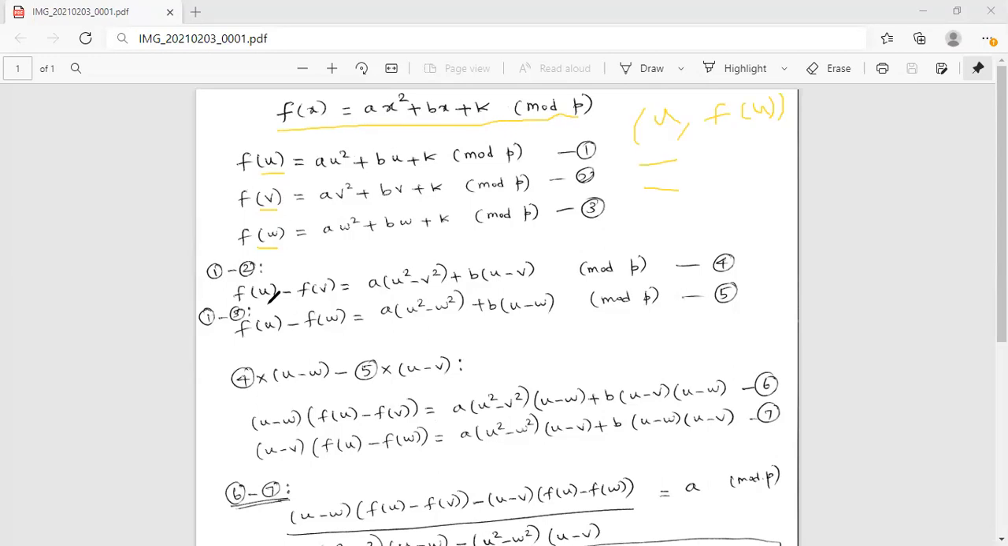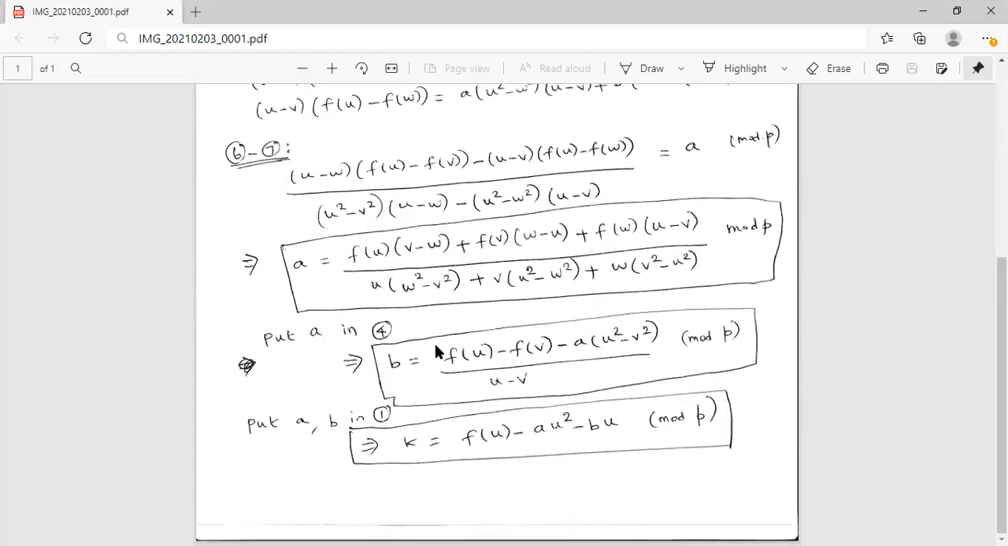Take the first 2 equations and subtract, and take the first equation and third equation and subtract. So you get 2 new equations. Now if you want to get rid of b, you have to multiply the 4th equation by u minus w and the 5th equation by u minus v. That's what I did.